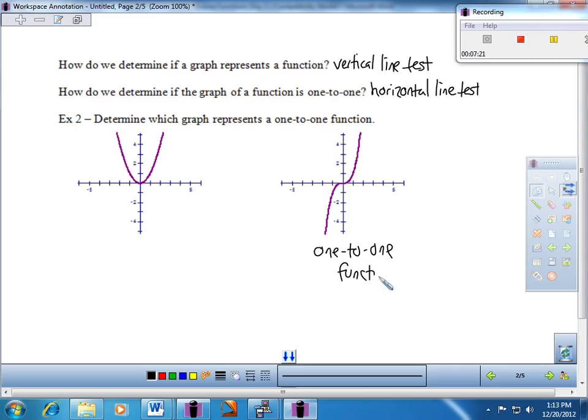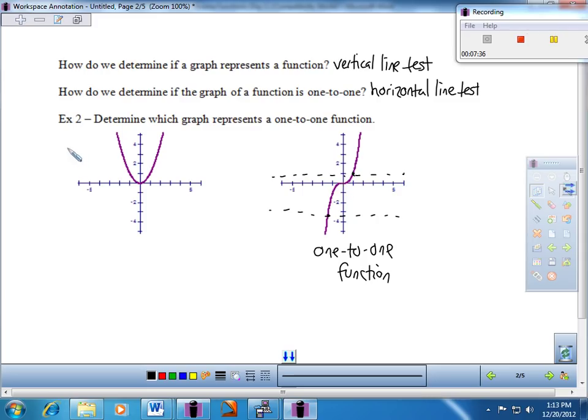And because it passes the horizontal line test perfectly, no matter where I draw a horizontal line, it's going to touch in only one spot. And I know a few of these points right here. Here's 1, 1, as a matter of fact. The 1 produces the 1, and the output of 1 comes from 1. Each x produces one y. Each y comes from one x.